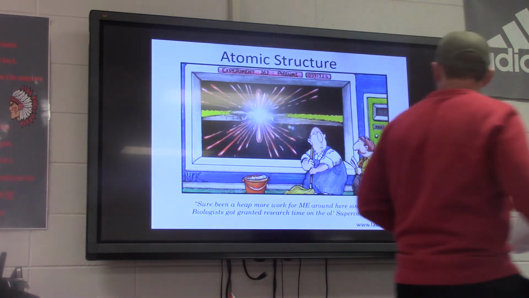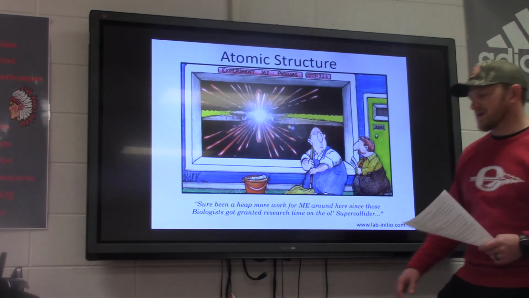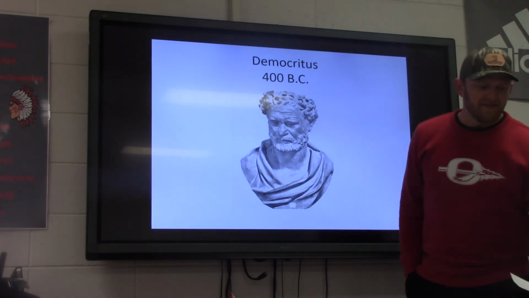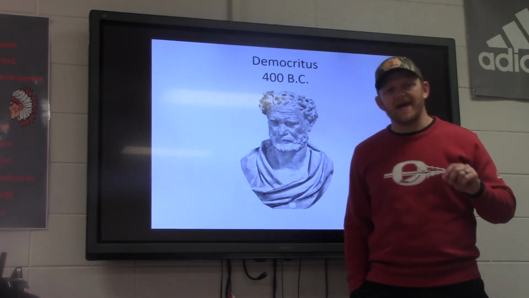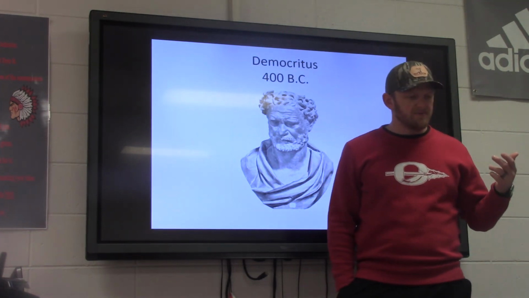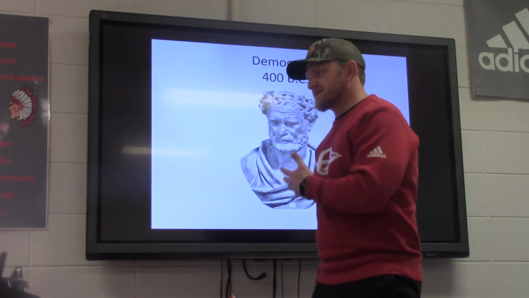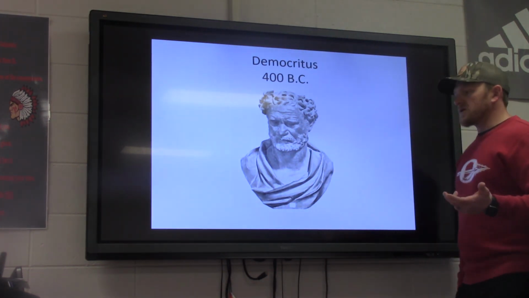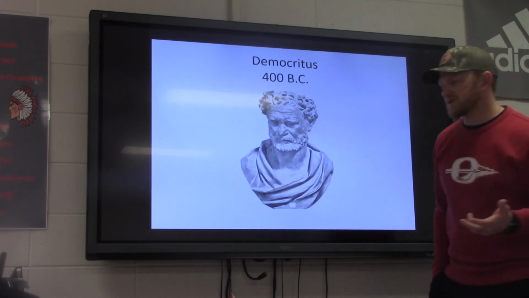So here we go. Talking about the atomic structure and the history of the atom. If we look at the history of the atom, first is Democritus. Democritus is the one who coins the term atom. Atom means to be indivisible. You can't break it down any further. And he does this in 400 BC. For the most part, this is what we know for like 1,800 years.